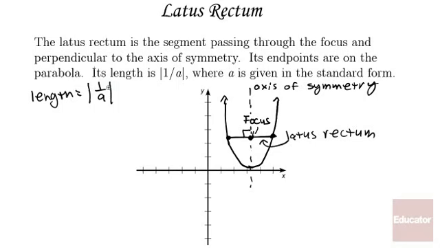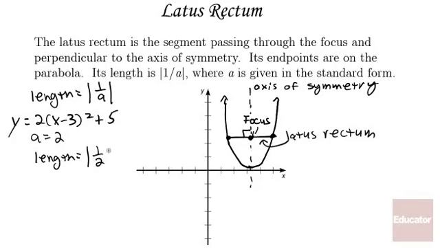So this is something you might occasionally need to use. For example, if I were given an equation of a parabola y equals 2 times x minus 3 squared plus 5, and I was asked to find the length of the latus rectum of this parabola, then I would just say, okay, a equals 2. Therefore, the length equals the absolute value of 1/2.